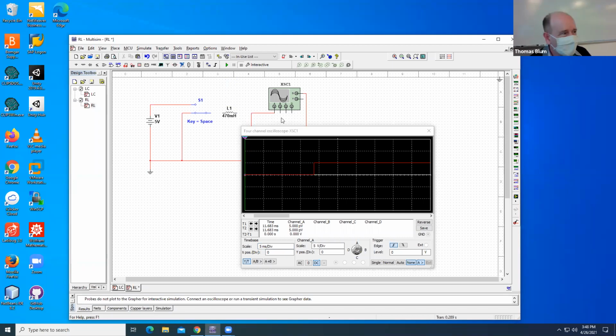And remember what I said, the inductor doesn't like change in current. Where did the current change? Here, when I flipped the switch. There was no current, and then there was current. That's a big change, an infinite change in current.